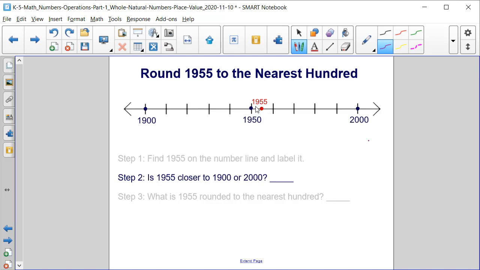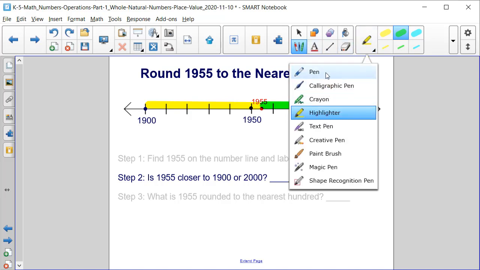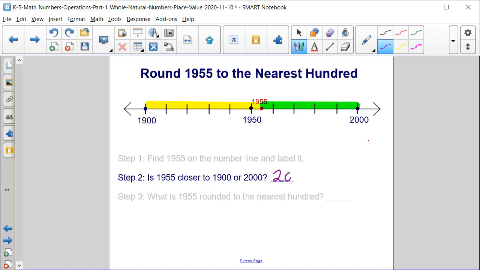So now that we have 1,955 plotted on the number line, is this number closer to 1,900 or is it closer to 2,000? Well, let's actually make our highlights here. We've been going from low up to that point is yellow. And then if we do the rest in green, which one of these is shorter? Well, the green is shorter, so it's actually closer to 2,000. So that's going to be the answer to this question. It's 2,000.